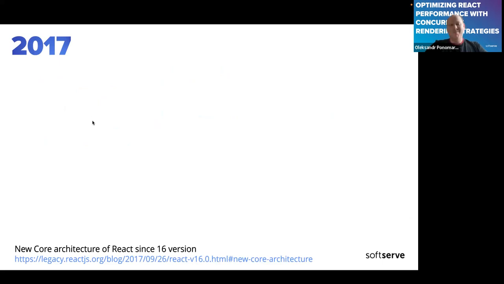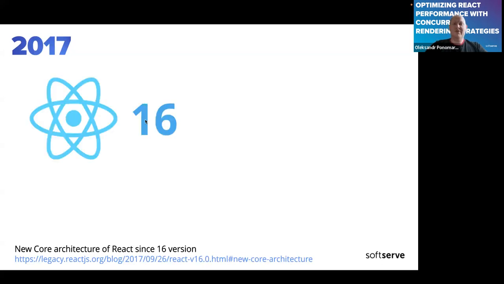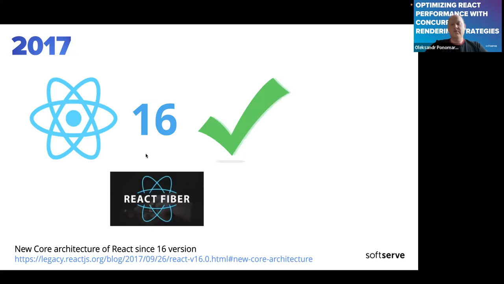Yeah, it's about five years ago. And what was the most remarkable thing in 2017 for React? It was the React 16 release. And what was the main feature of React 16? It's React Fiber. What is React Fiber? React Fiber is a new engine of React. And I suggest you turn a little bit to the documentation and what React developers wrote inside their blog about that React version.